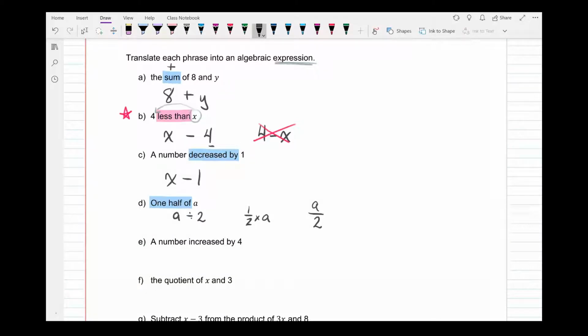The next question, a number increased by 4. We have some mysterious number, and we're increasing it. We're adding 4. Increased by means plus. And for f here, the quotient of x and 3, quotient means divide. So the quotient of x and 3 means the division when x is divided by 3.